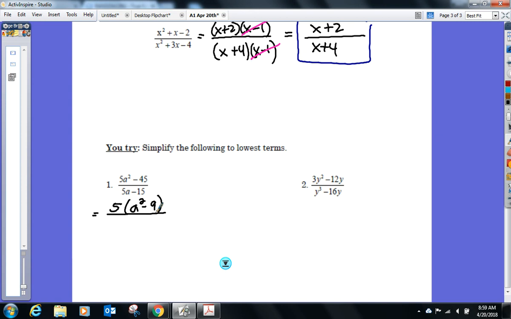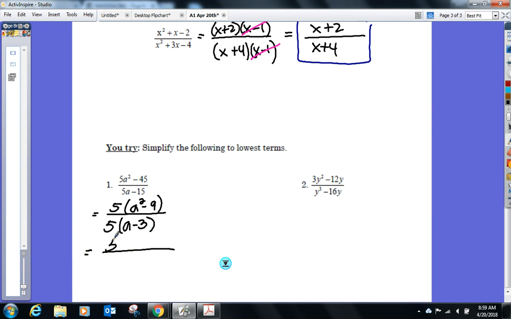We'll get back to that. What about on the bottom? Take out a 5 again and be left with a minus. Okay, I'm not ready to cross out yet because I'm not done factoring. Anybody see why I'm not done factoring here? What do you got? A and 9, right? You can keep going. Yeah, you may have to factor more than once. It happens in this algebra class.